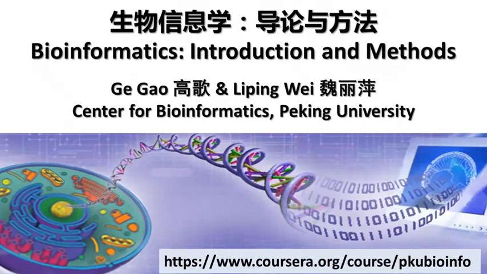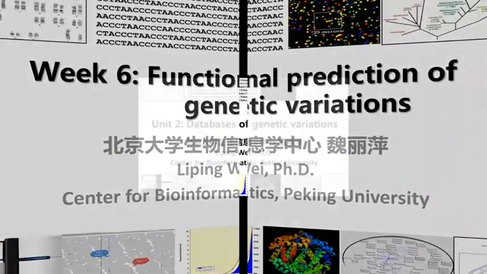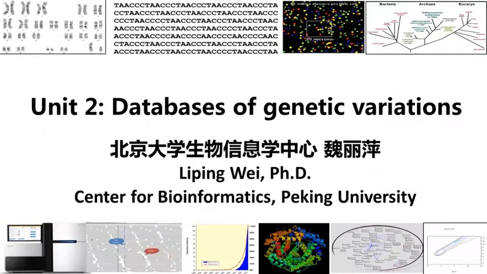Let's continue with our discussion of functional prediction of genetic variations. In this unit, let me show you some of the main databases of genetic variations so that you know where to find these data for your research and get a global picture of known genetic variations. Databases not only allow easy access to large amount of information, but also provide data for training machine learning methods and for mining genome-wide statistical patterns.